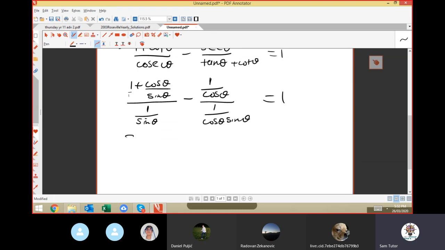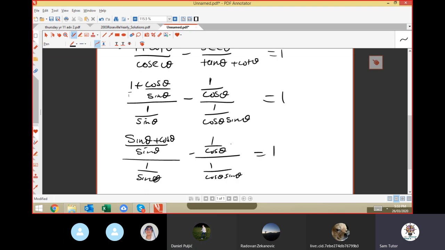The next line will look like this, all over sine theta. Do we agree with that? Everybody else? Okay. Over 1 on sine, minus, okay, this monster, 1 on, I'll just write it like this for now, equals 1. Now I'm going to split it up because it's getting a little bit too big.